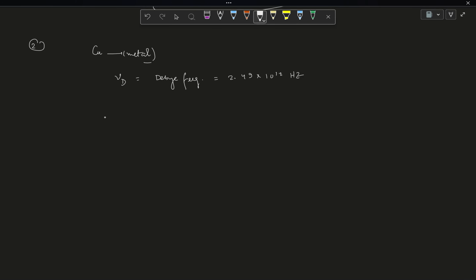Basically the idea is that you have to equate the energy scales. So the energy you get from the Debye frequency of vibration, h nu d, is equal to the energy coming from the thermal energy at kBT. So this is equal to kBT.